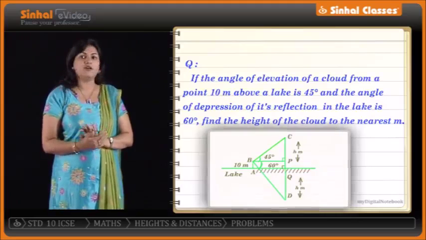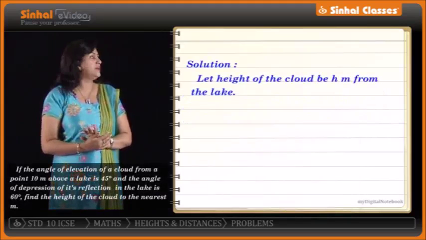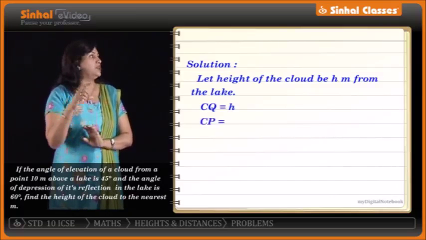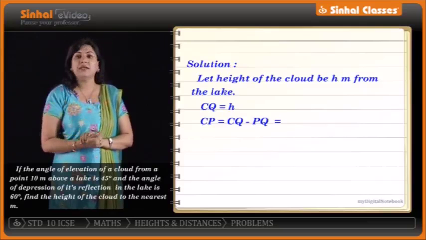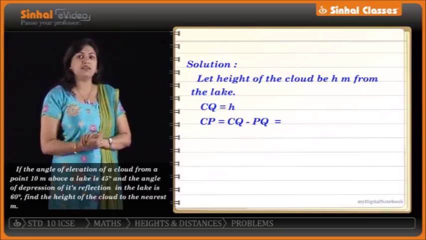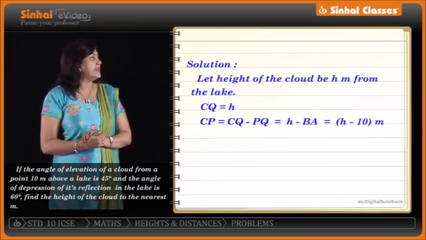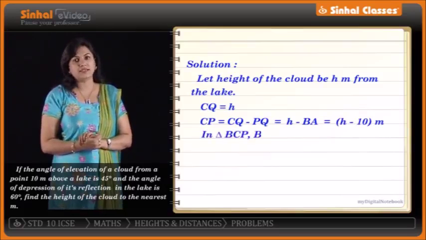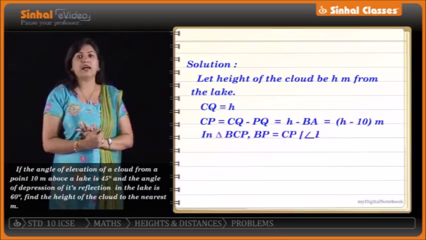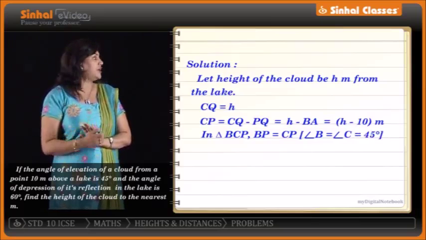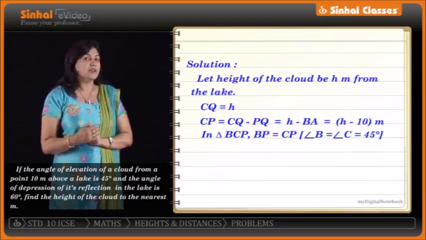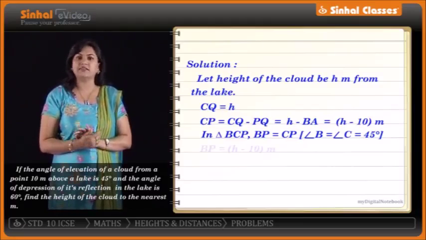Now in this figure, let the height of the cloud be h meters from the lake. Then we have CQ is equal to h meters. Now CP will be CQ minus PQ. We are given AB as 10 meters. So quite obvious, PQ is 10 meters. That is, CP is equal to h minus 10 meters. Now in triangle BCP, BP is equal to CP. Why? Because we are given angle B as 45 degrees and a right angle. So obviously it will form an isosceles triangle. So if the base angles are equal, the opposite sides will be equal. So we have BP is equal to CP. So we get BP is equal to h minus 10 meters.